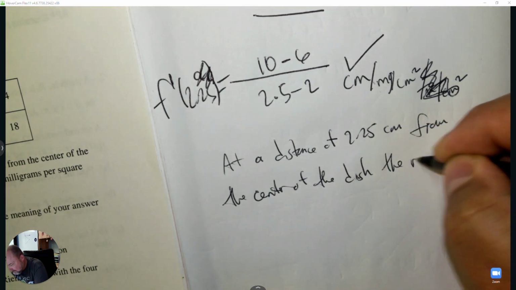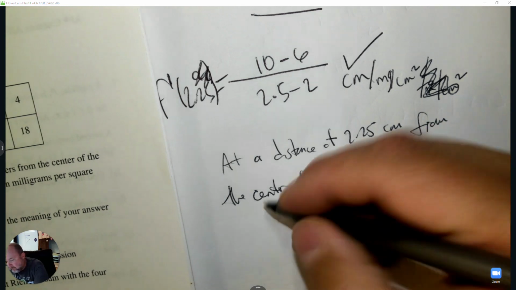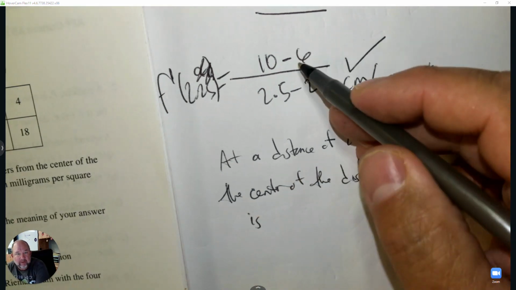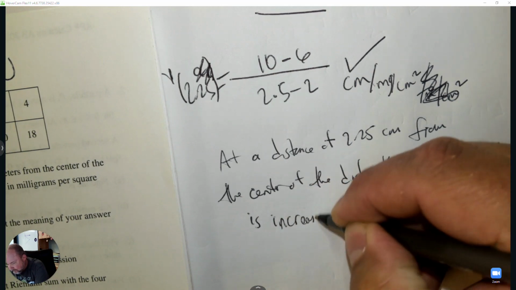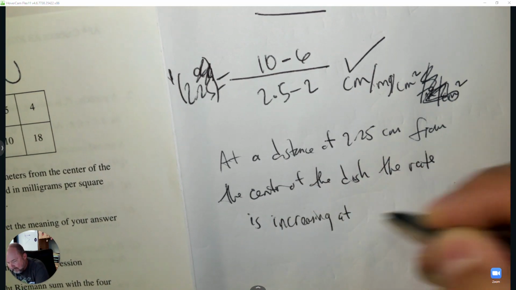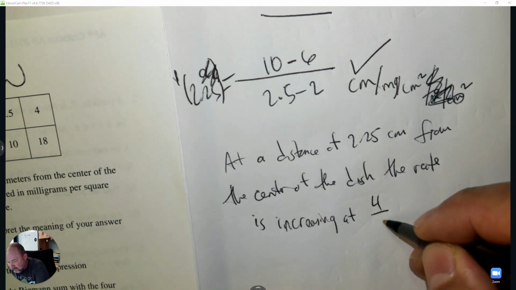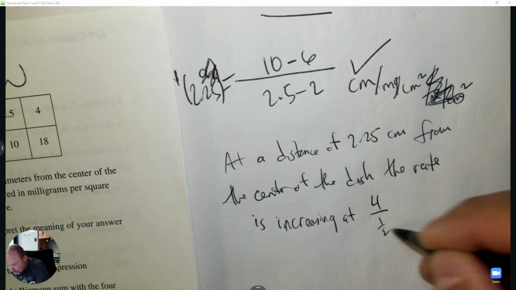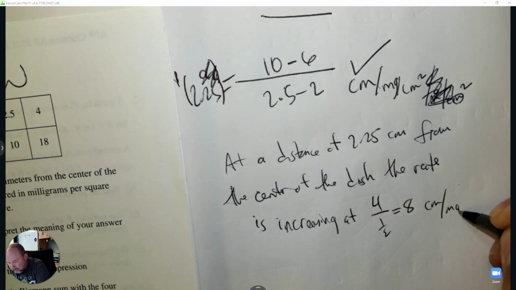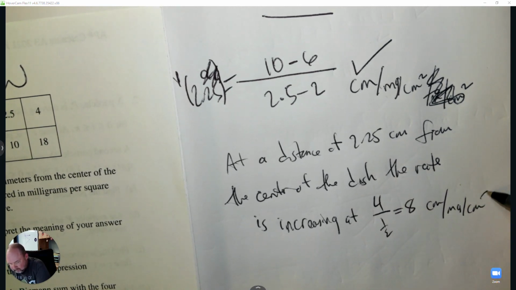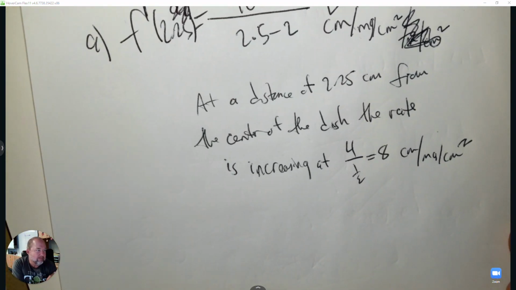the rate, is this a positive answer or not? Yep, both are positive. Is increasing at, and then we can either do that, but you can see it's 4 over 1/2 or 8, and again that's centimeters per milligram per centimeter squared. That's how fast it's increasing.